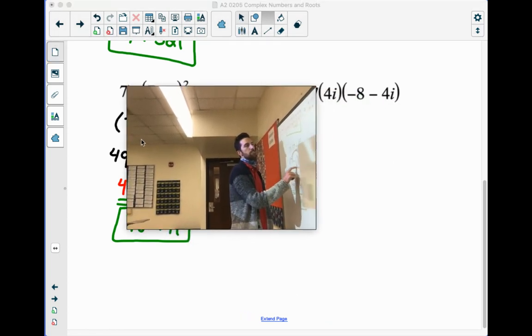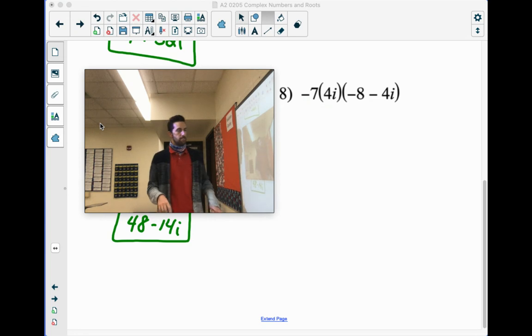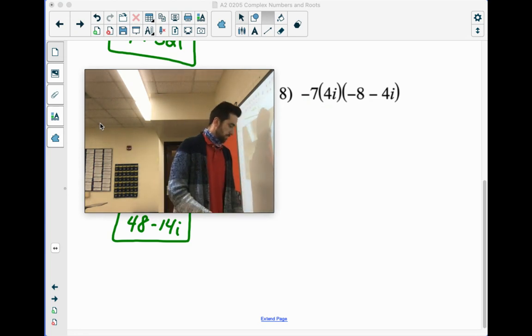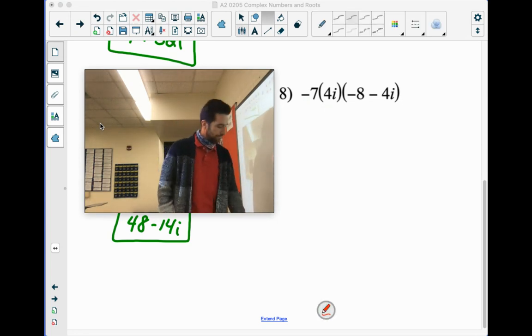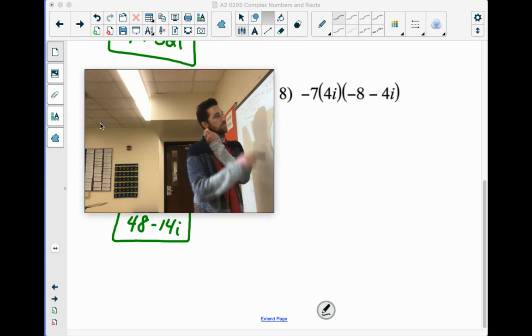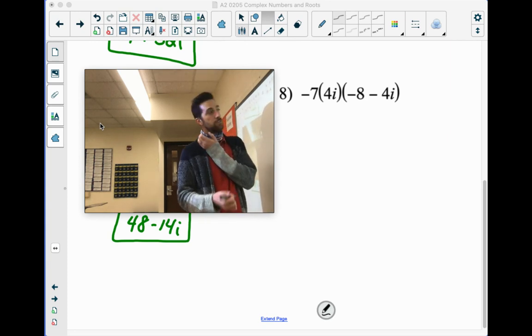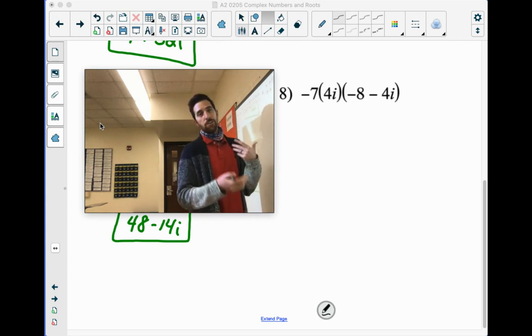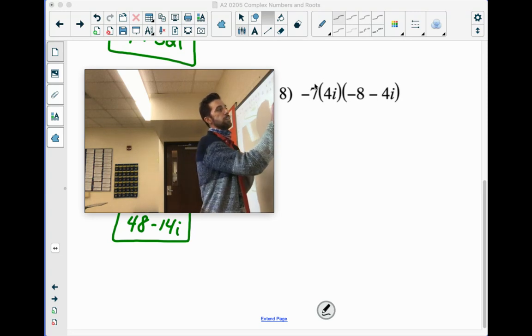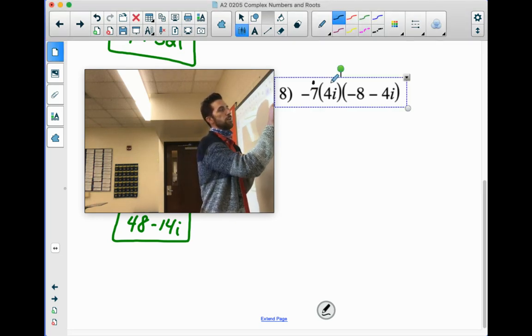Let's try one more. This is the most difficult one I have on this slide. And it's not even that bad. So you can distribute the 4i to both of them first and then multiply by -7, or you can just multiply -7 times 4i first, which is what I would recommend.